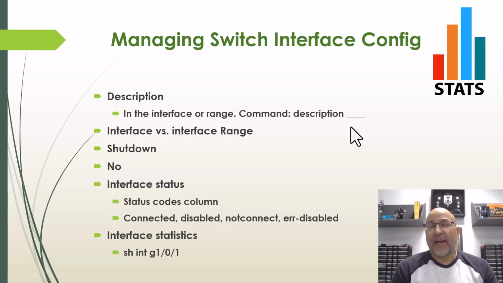Now, sometimes it's very handy to add a description to something. You can add a description to a wide variety of things on a switch or on the commands that you do. And then we've got interface versus interface range. I'm going to show you an example of that here in a second. Of course, we've got the shutdown and then the negation of that. You can negate any command by putting no in front of it. And then we'll take a look at some interface status. Now, the interface status command I've been using through this entire video, but we'll take a harder look at some of the things after we screw around with some stuff.